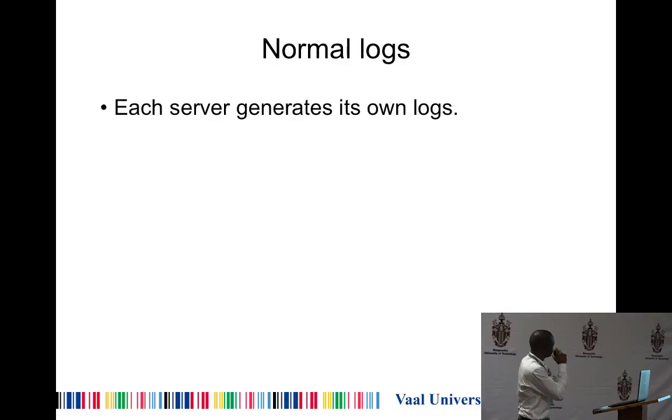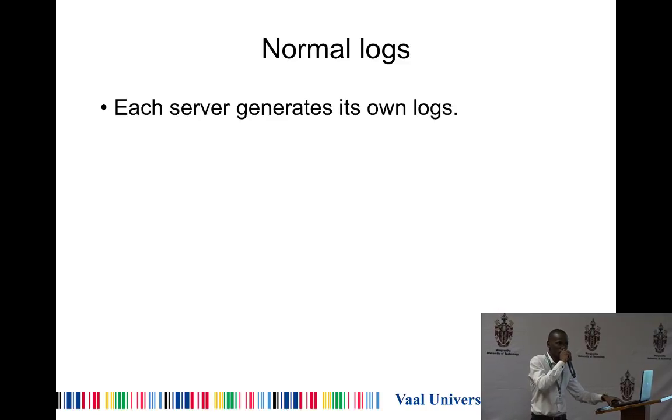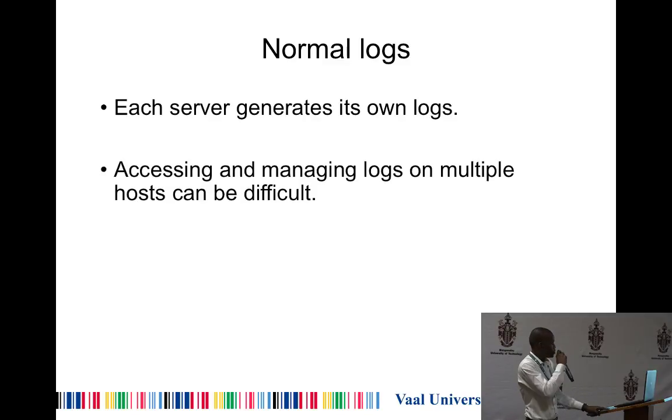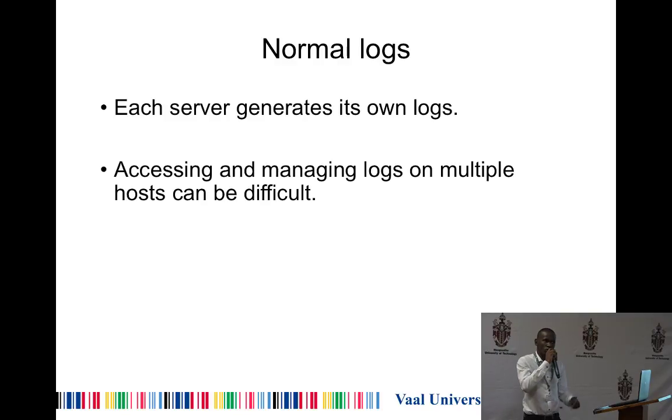So, what are normal logs or standalone logs on the infrastructure or on your servers? Basically, each and every server generates its own logs. Even with containers, I think the Microsoft guys are also talking about containers using Docker. Those containers actually generate their own logs. And at times, it can really be difficult for you to access and manage these logs, especially when you scale your servers and start to have so many servers to manage.